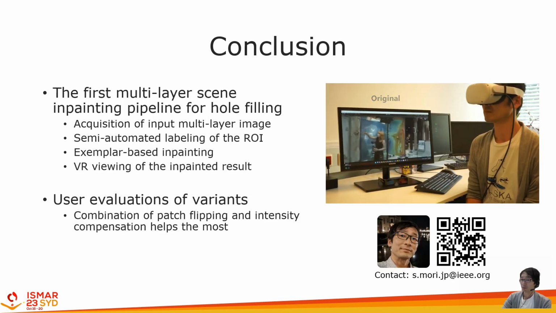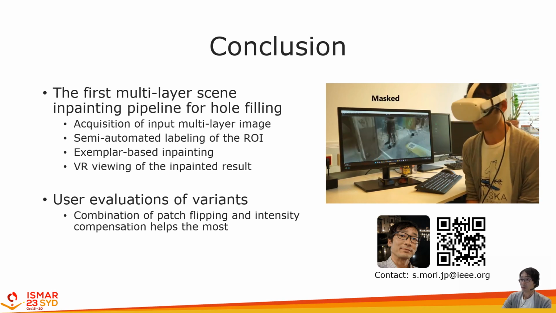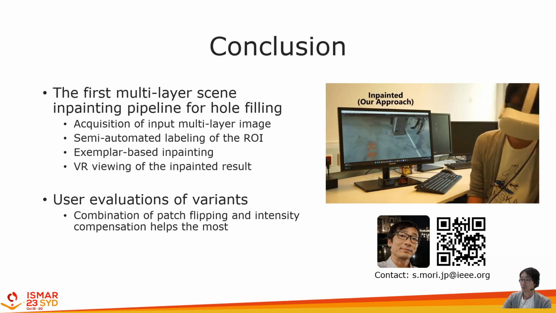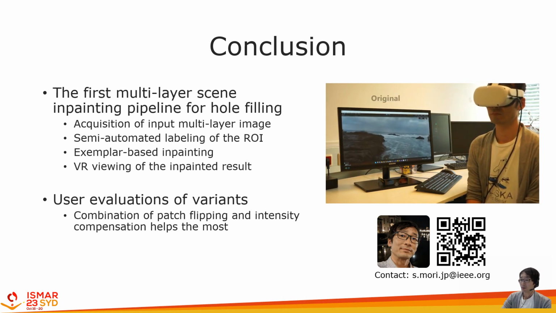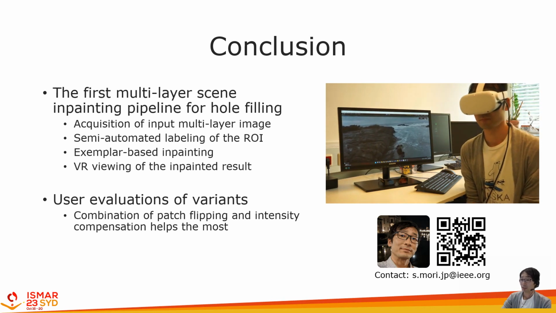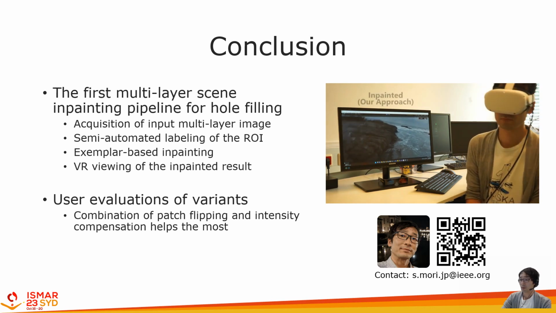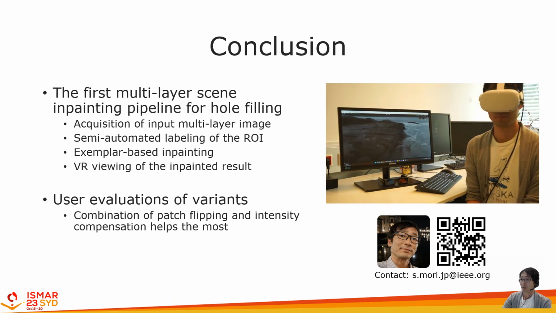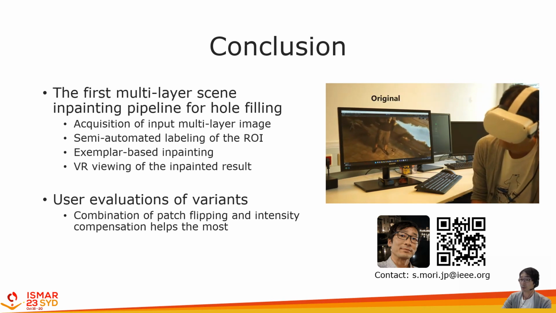So, in conclusion, we proposed the first multi-layer scene inpainting method and pipeline for hole filling. The pipeline includes acquisition of input multi-layer image, a semi-automated labeling tool of the region of interest, a new exemplar-based inpainting algorithm for multi-layer image, and VR viewing of the inpainted results. Through the user evaluation, we found that the combination of patch filling, flipping, and intensity compensation helped the most.